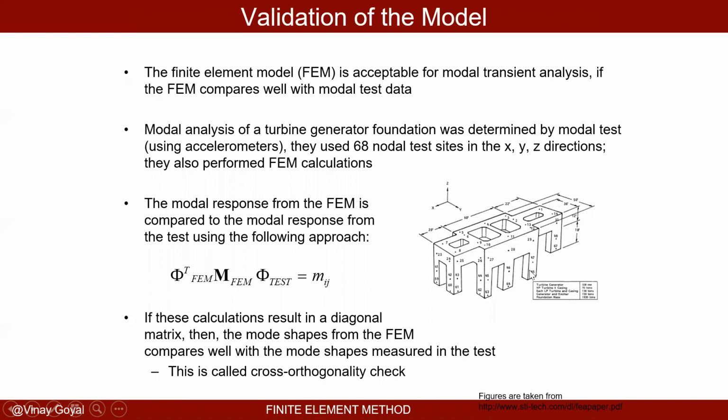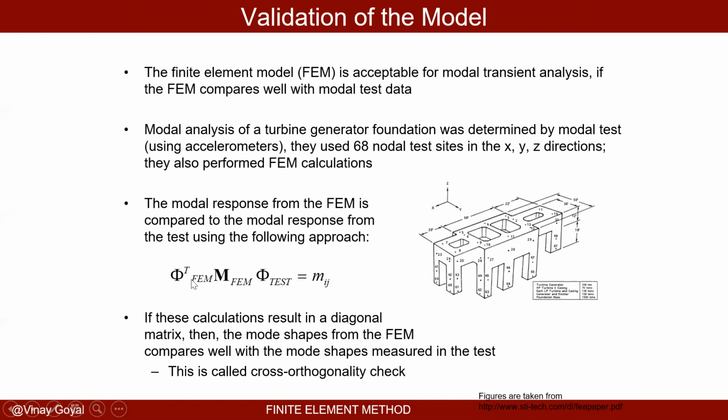The modal response from finite element is compared to the modal response from testing using the following approach. I have this equation here. The mode shape will go here for the finite element, and the mode shape from the test goes here, because I can calculate what the shapes were from the test. I know the shapes from the finite element model, so I can then calculate this. Now, if the test and finite elements were the same, then I can plug in phi bold FEM here, and I should get a diagonal mass matrix, right?